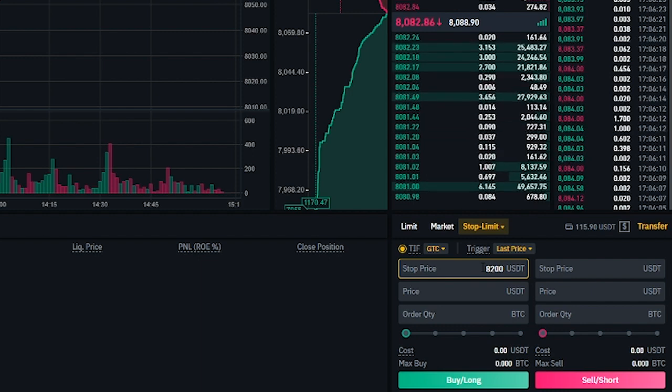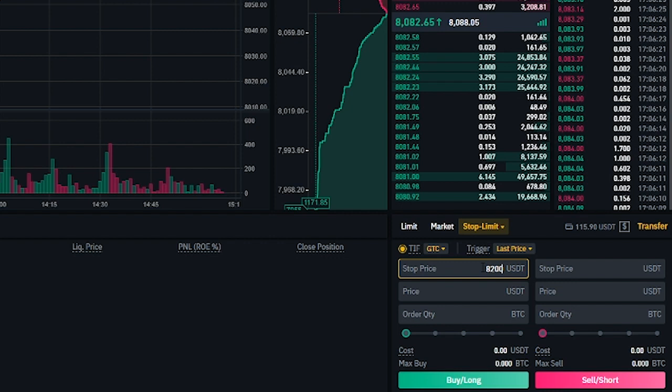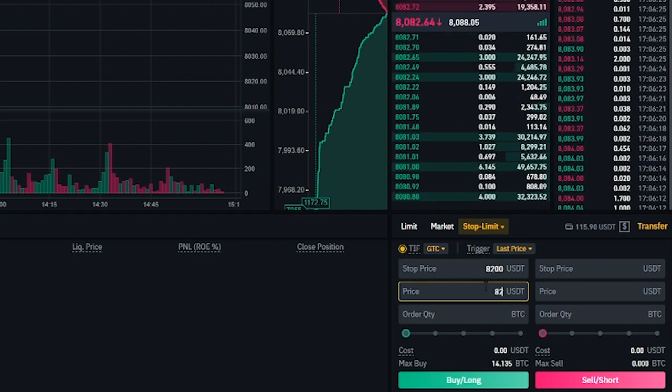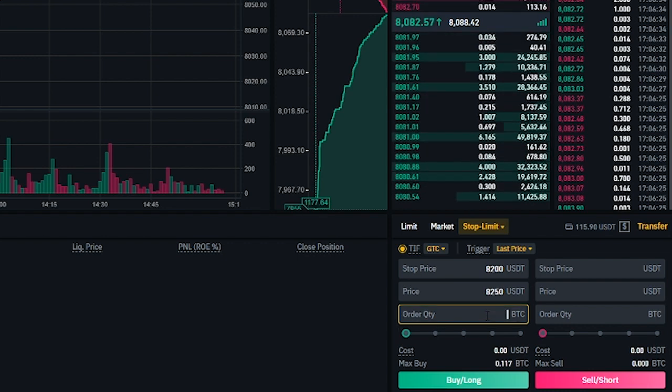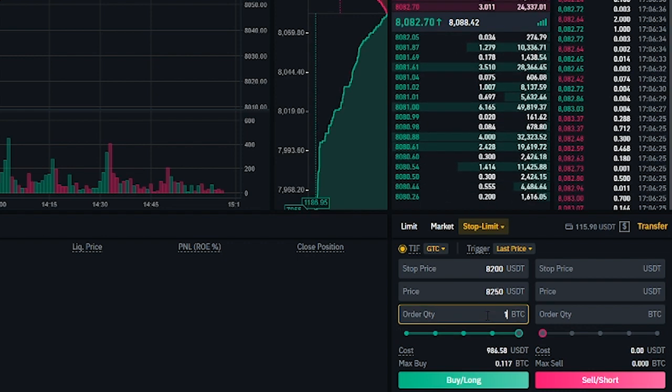You would want to set a stop price at $8,200. And as soon as the market reaches it, your stop limit order will be converted into a regular limit order where you request to buy at $8,250. You can also use this as a stop loss mechanism to minimize your potential loss.